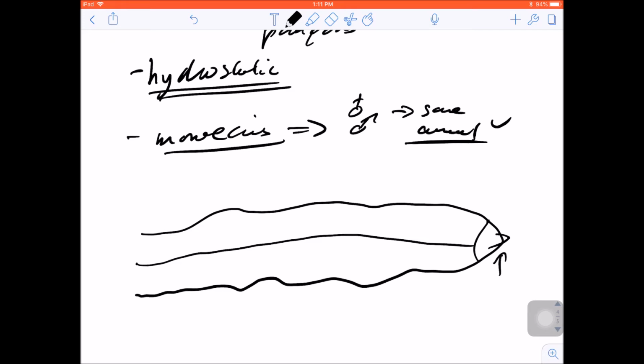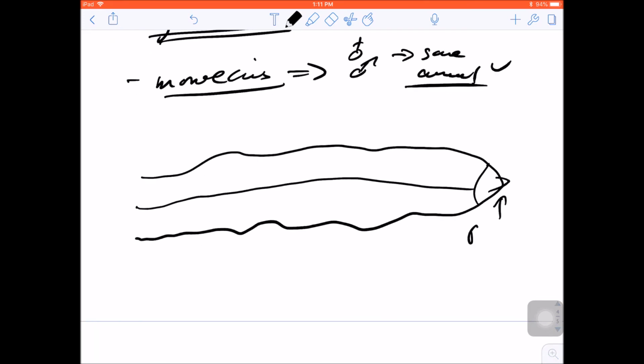Right. So you have the prostomium, which is the front.